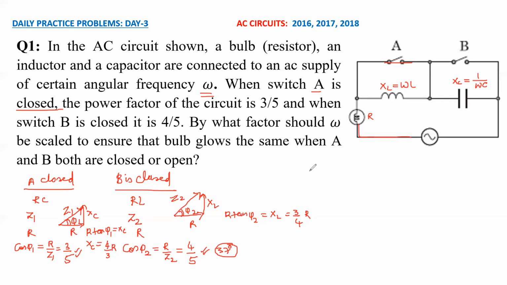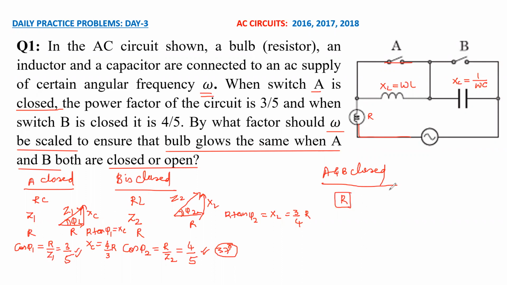Now the last statement we shall read carefully. We have to scale up omega to ensure that the bulb glows the same when A and B are either closed or open. So when A and B are closed, neither capacitor nor inductor will function. So it will be like a pure resistor circuit. And when A and B are open, both will function. It will be an RLC circuit.